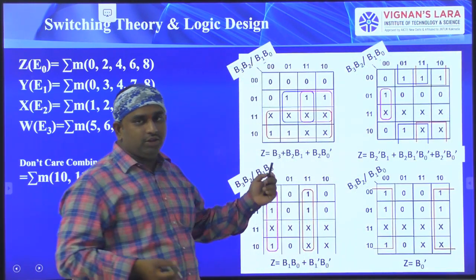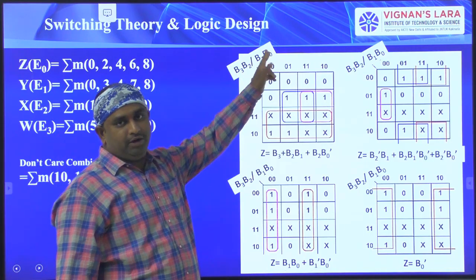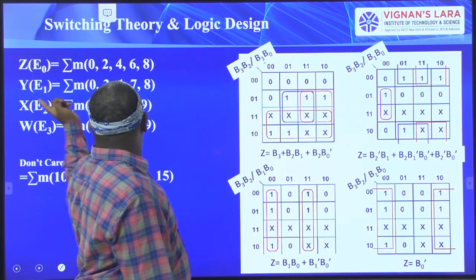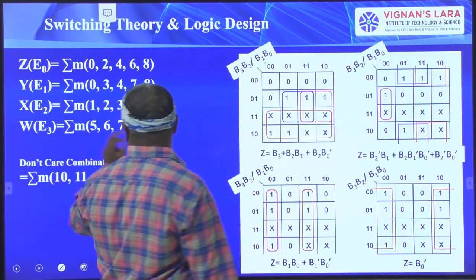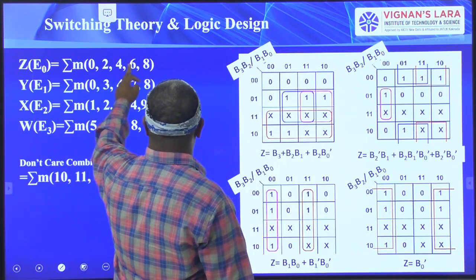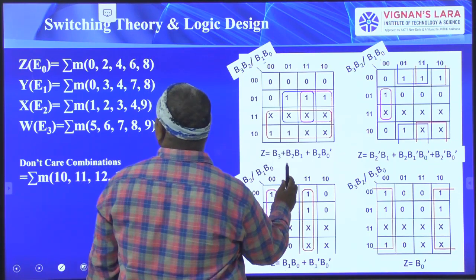And here I have drawn the K-maps, with B3, B2, B1, B0 as the input combinations, and these are the W, X, Y, Z. So here I have written the Z value. See here, for Z it is 0, 2, 4, 6, 8. So see here, this is 0, 2, right?